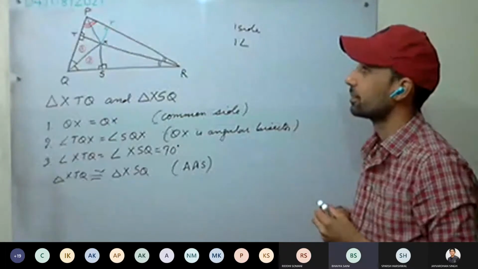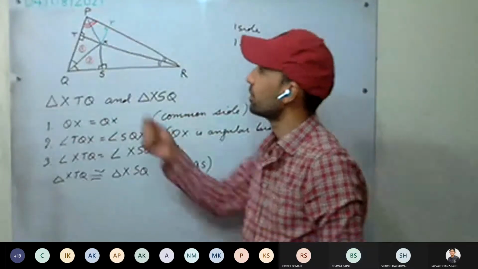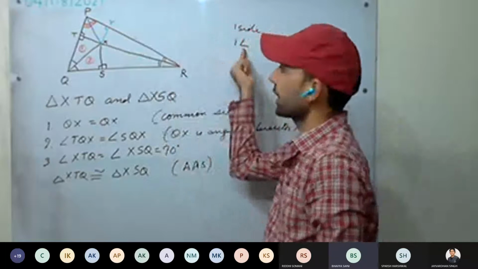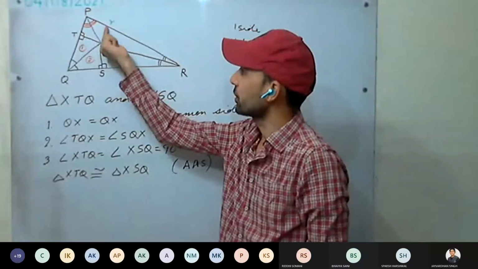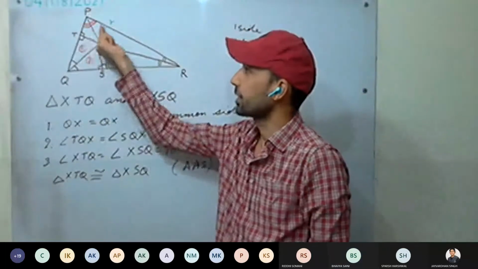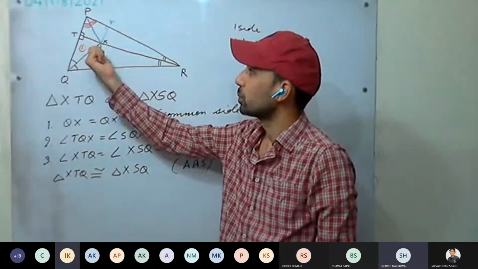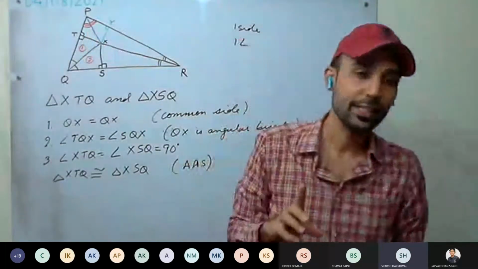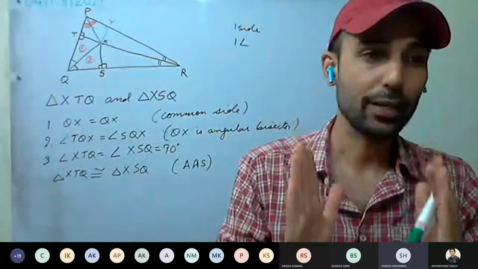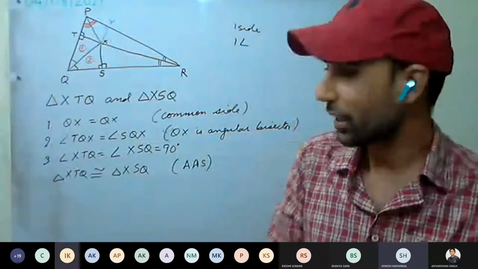Sir, angle T is equal to angle Y. This we already proved. One angle we have proved. These 90-degree angles we have proved. They are equal. Sir, alternate interior angles are equal. Sir, alternate interior angles only in the case of parallel lines. So PX is not.